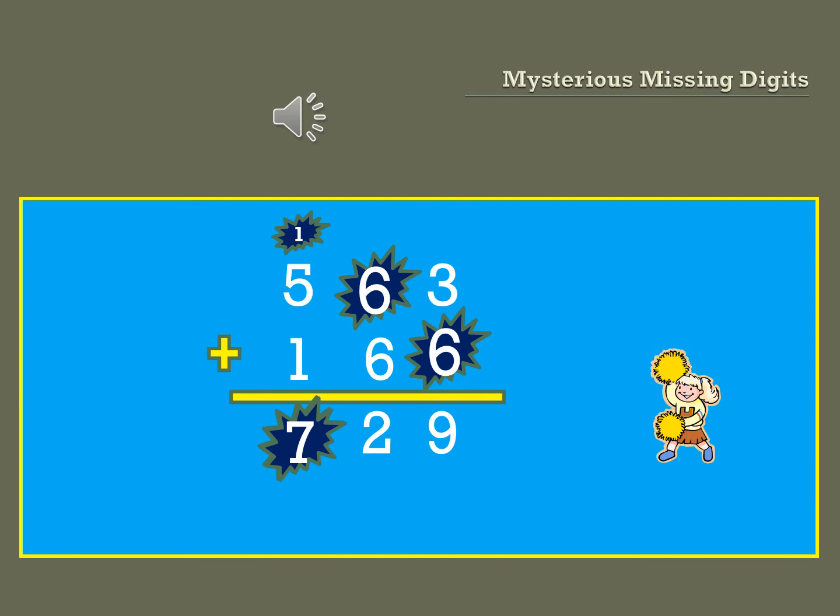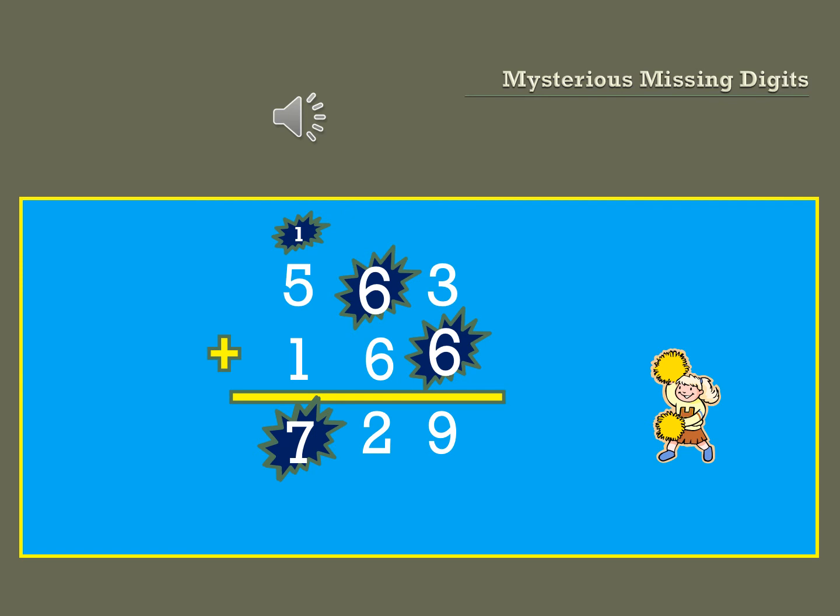Okay, let's check your work for this problem. Beginning at the ones at the rear of the number, we know the answer is 9. We have 3. So what would we need to add to 3 to have 9? 6 ones is the correct digit.